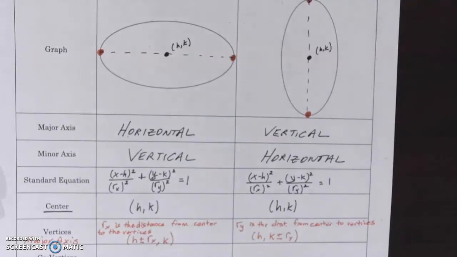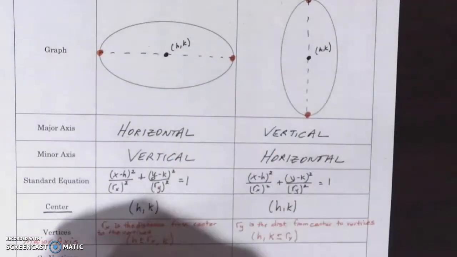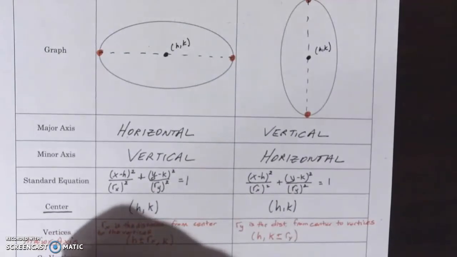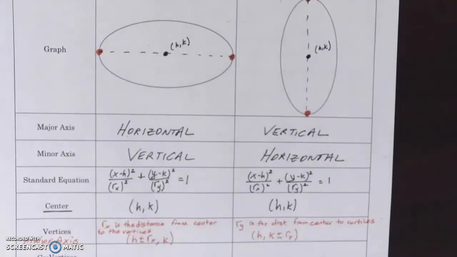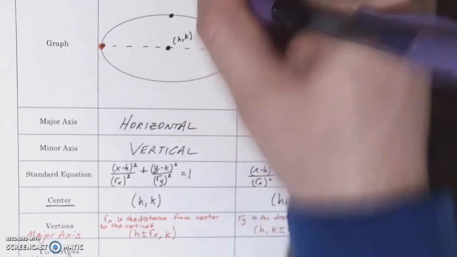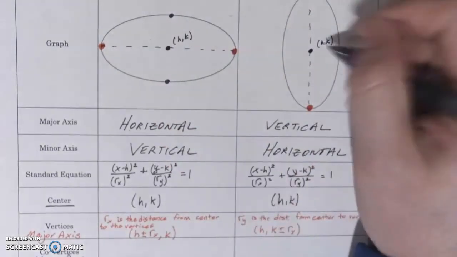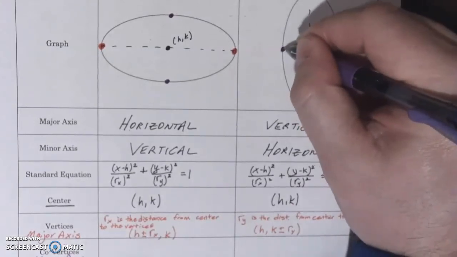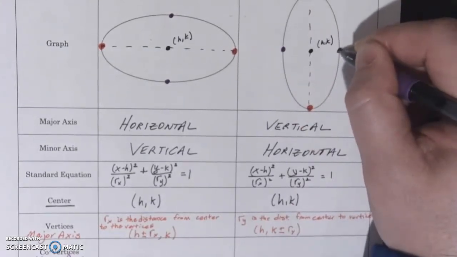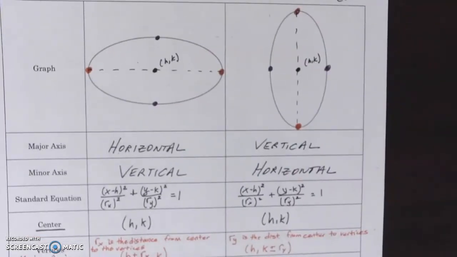Okay? And we also have co-vertices. The co-vertices, okay, are the endpoints of the minor axis. Okay? So in this first one, endpoints of the minor axis. In the first, they would be directly above and below the center. In the second one, they would be directly horizontal or left and right of the center. And those would represent our co-vertices.